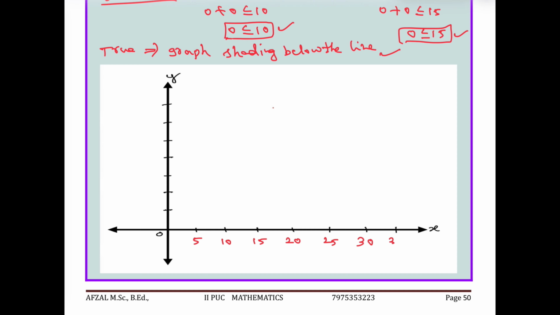Next, symmetric. If (a, b) belongs to R, a is less than or equal to b, but b is not less than or equal to a. Therefore, (b, a) does not belong to R. It is not symmetric.